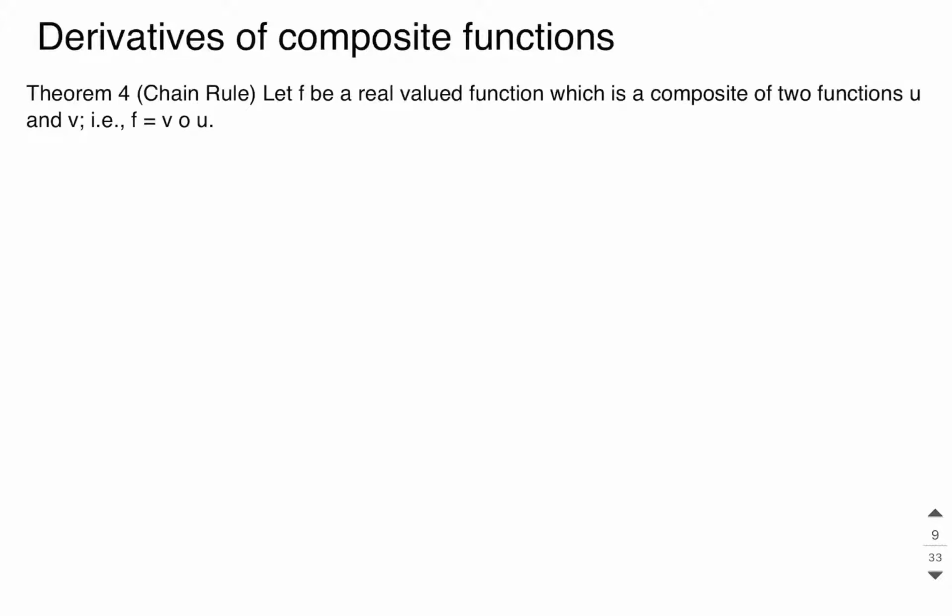Now we'll see the derivative of composite functions. So there is Theorem 4, which is called the chain rule. The chain rule is very important and it is very easy to understand also. Let f be a real valued function which is a composite of two functions u and v.